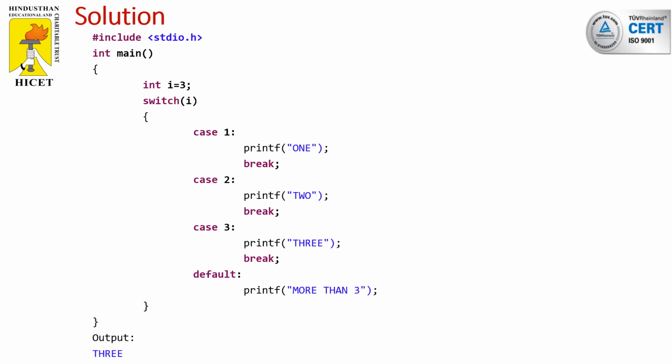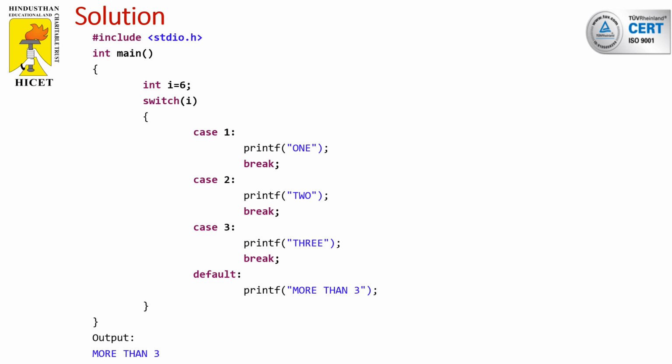In this case, the value of I is 3. The switch case expression value is 3. 3 is checked with the case constant 1. 3 equal to 1, the condition fails. Next, it checks with the next case constant 2. 3 equal to 2, the condition fails. And it checks the next case constant, 3 equal to 3, the condition is true. So the statement inside the case 3 block gets executed.